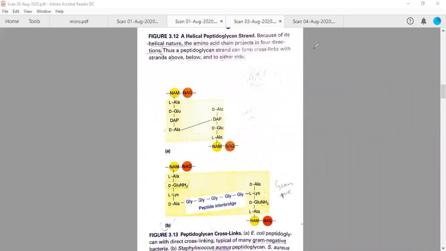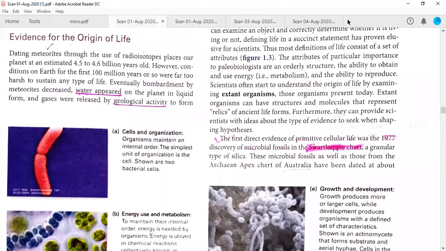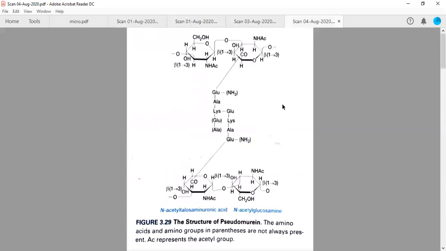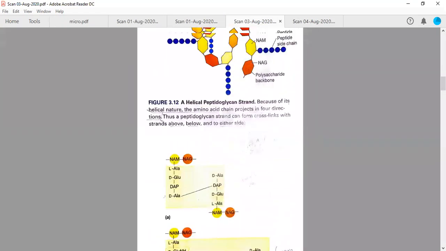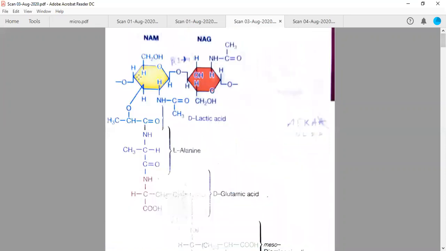Now, the thing actually I missed yesterday, I want to tell you in today's class also. Here we were discussing that there are NAM and NAG when we are talking in terms of peptidoglycan in bacteria. But in archaea, this NAM has been replaced by NAT, N-acetyl talosamine uronic acid.